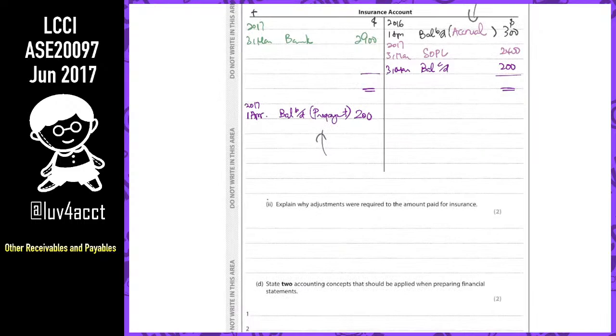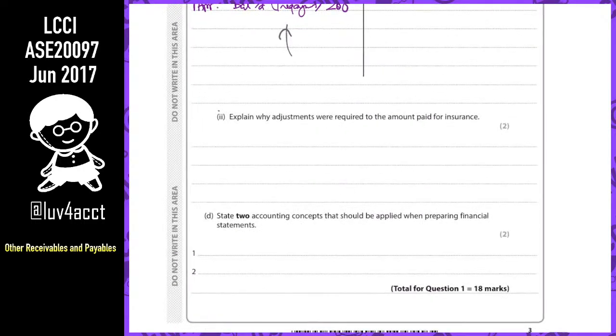So next one, explain why adjustments were required to the amount paid for insurance. So this usually you have to mention the accruals concept, or the matching principle. And you have to say that if you don't adjust, then expenses will be overstated. That means profit will be understated.